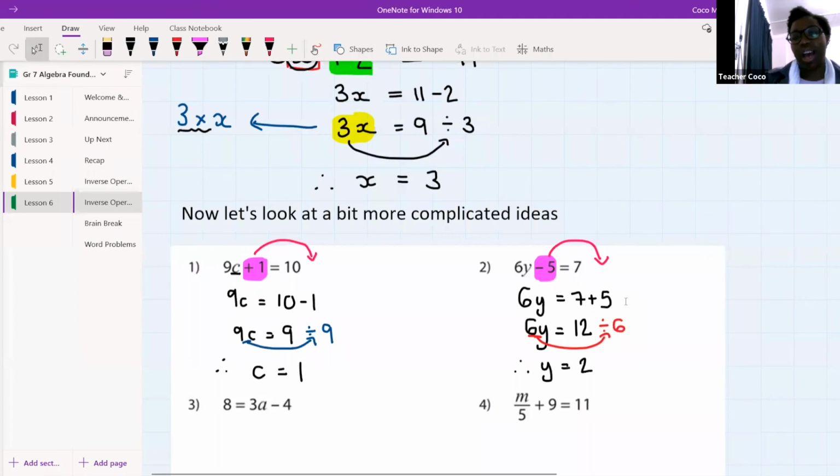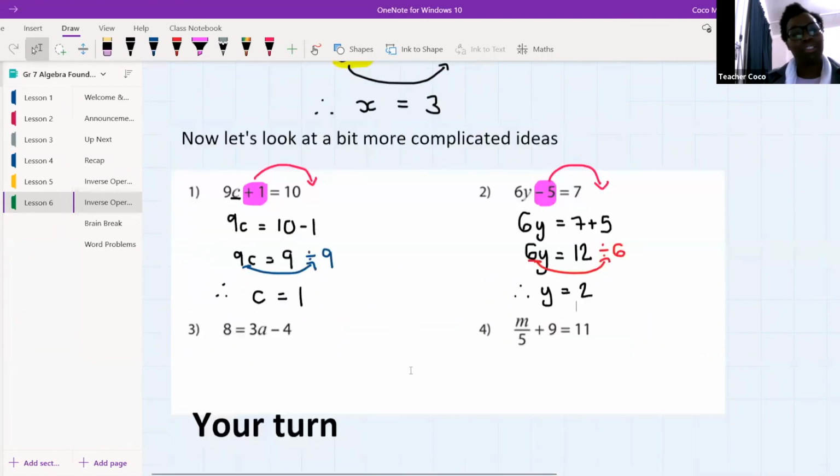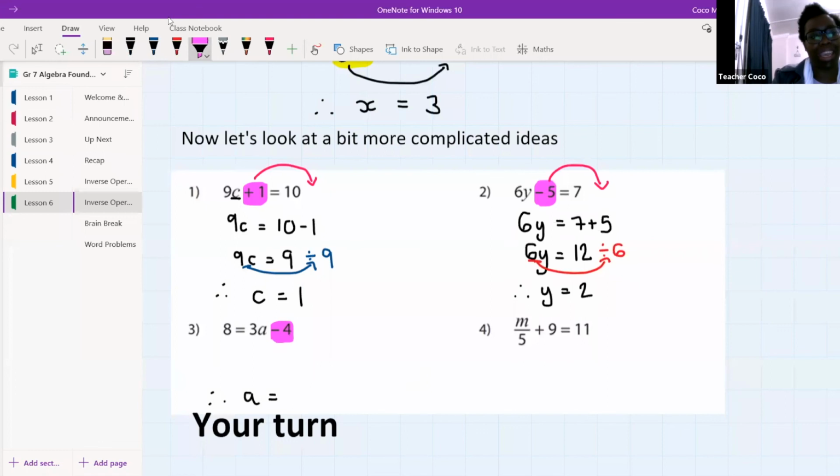All right. I would like to give everybody 1 minute to do number 3 on their own on a piece of paper. And I want you to give me the answer at the end. All I want you to write for me in the chat is therefore A is equal to something. But now guys, watch what's going to happen here. My -4, because my A is sitting on this side of the equal sign, my -4 is the one that's going to go over to that side.